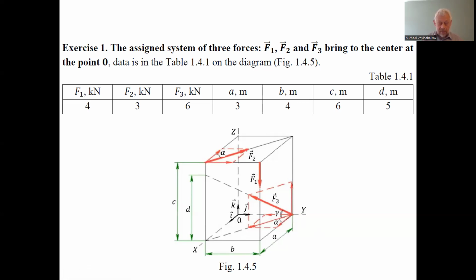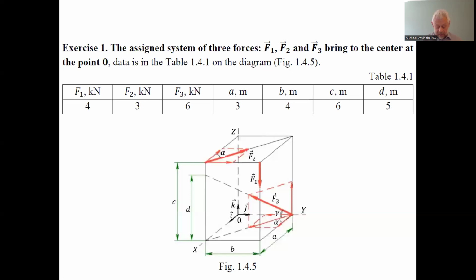Besides, consequently, we can find sine alpha is 0.8, and sine of the 45 degree gamma angle is 0.707. So let me please repeat. Cosine alpha is 0.6, sine alpha is 0.8, cosine gamma is 0.707, and sine gamma is 0.707. So having the direction angles sines and cosines, we can next do the decision of the assignment.